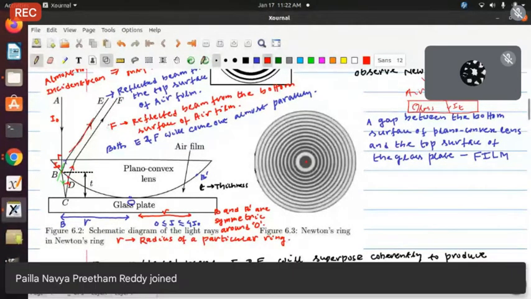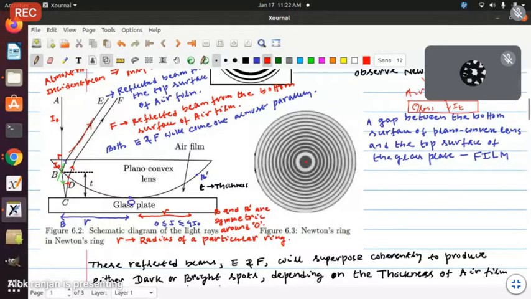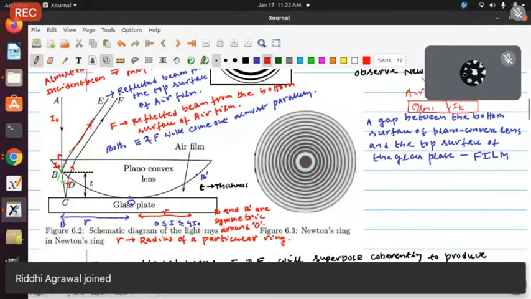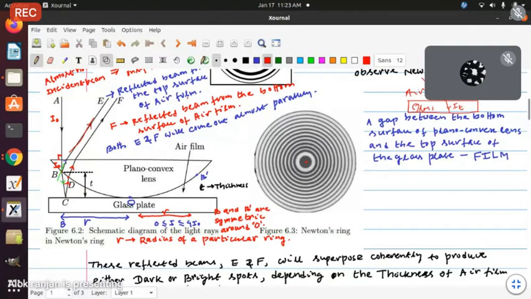So now basically we have two reflected beams, one that reflects from the bottom surface of the plano-convex lens, another that reflects from the top surface of the glass plate, namely E and F. So therefore I have written down a reflected beam from the top surface of air film. Then you might ask the question, what is air film? Because the beam E is reflected from the bottom surface of the plano-convex lens, whereas the beam F is due to the reflected beam from the top surface of the glass plate.